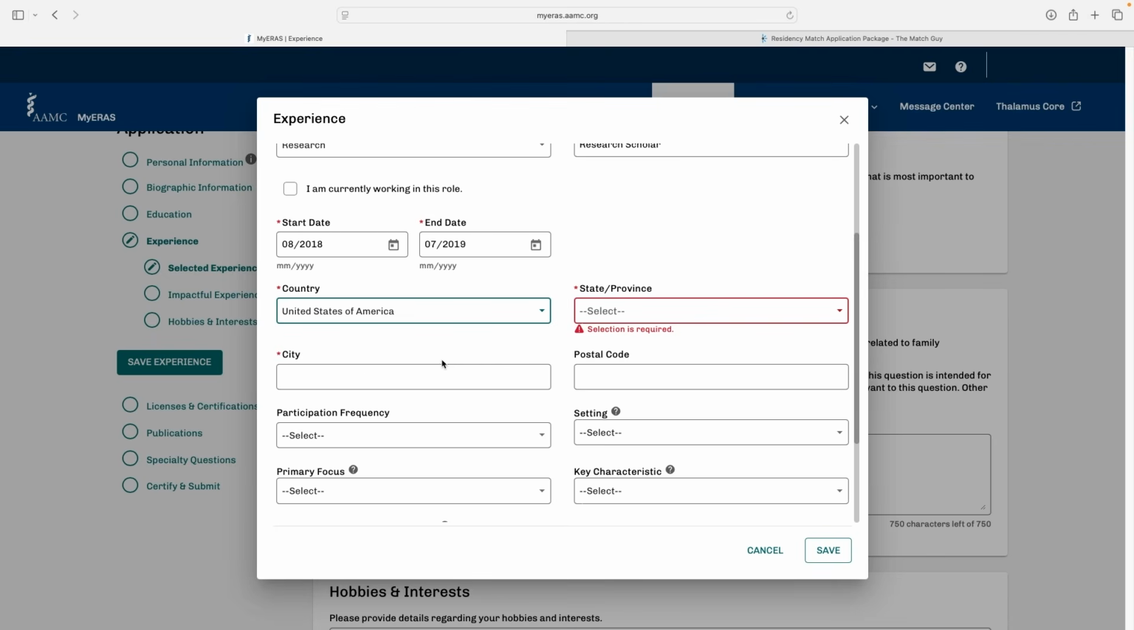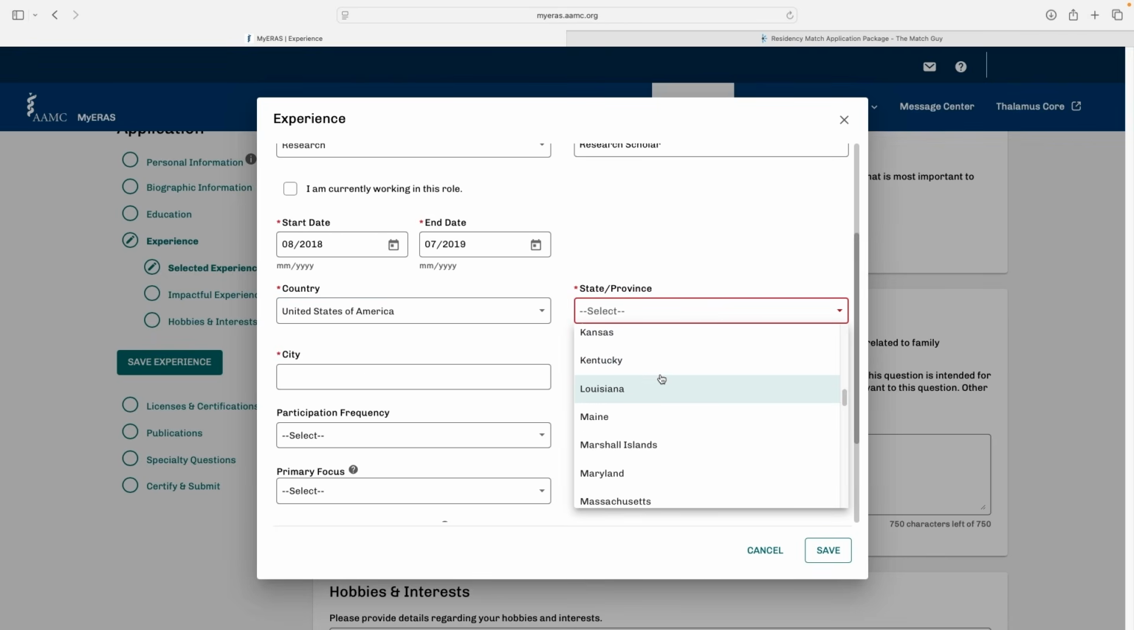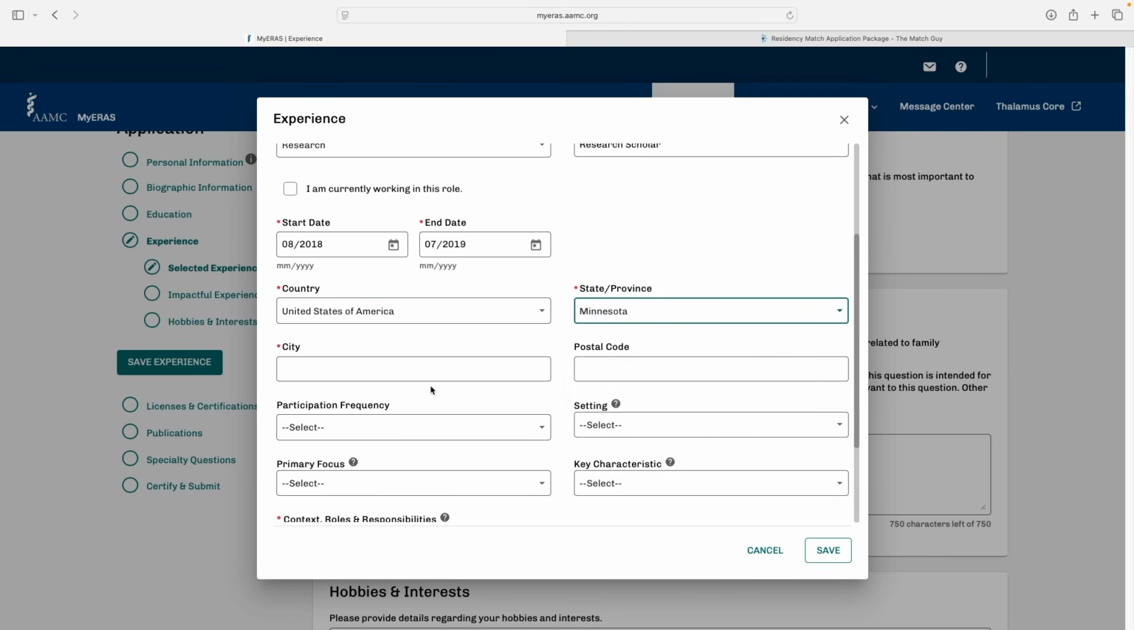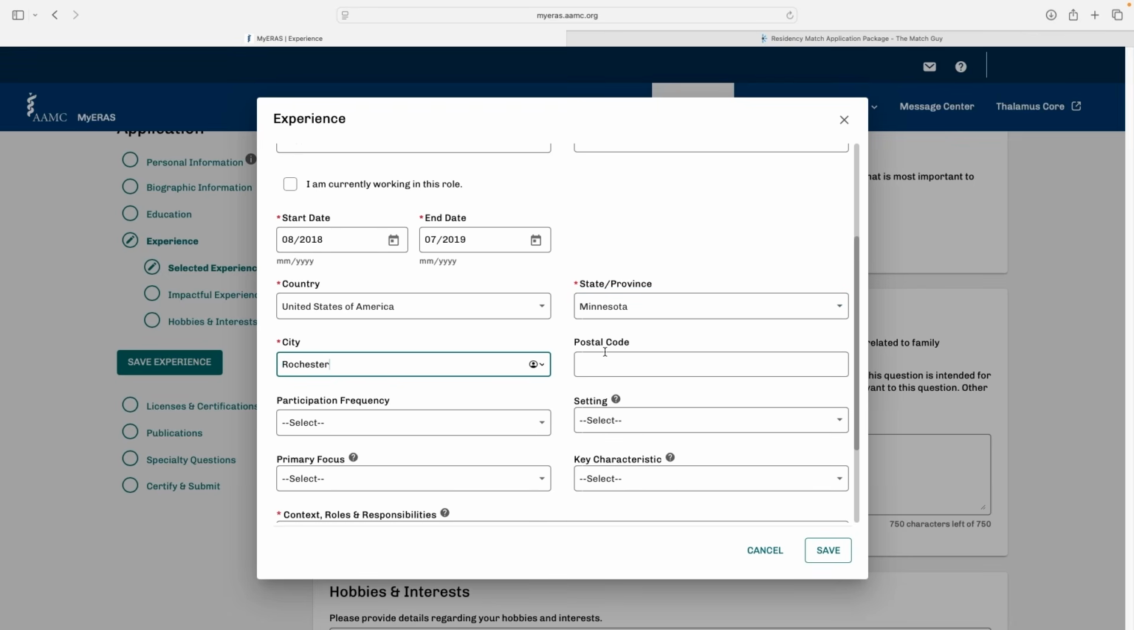The country is the United States. Then you can pick the state. The state was Minnesota, where Mayo Clinic is. The city is Rochester. Postal code is not mandatory.